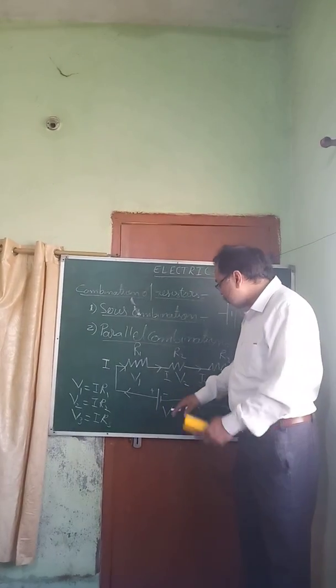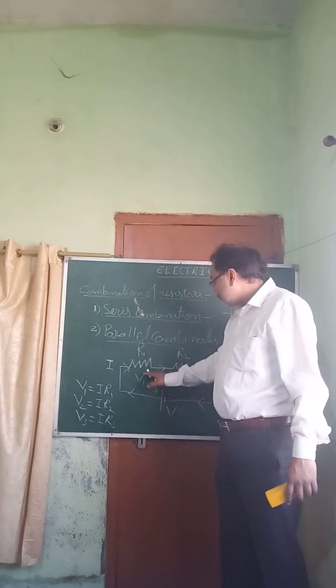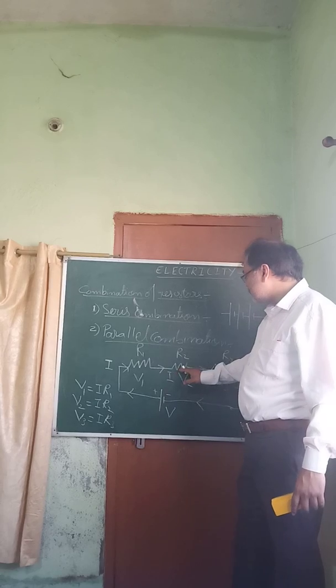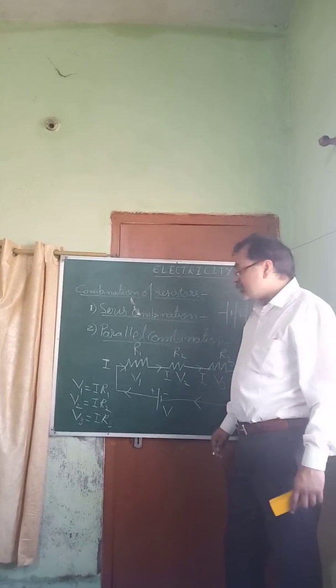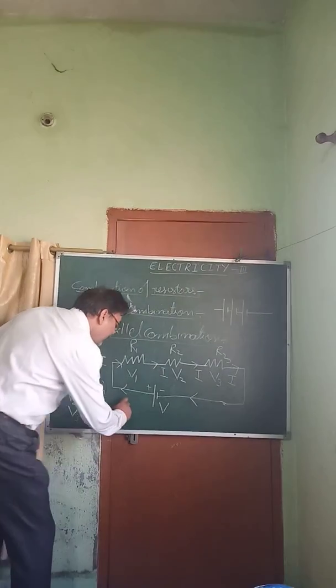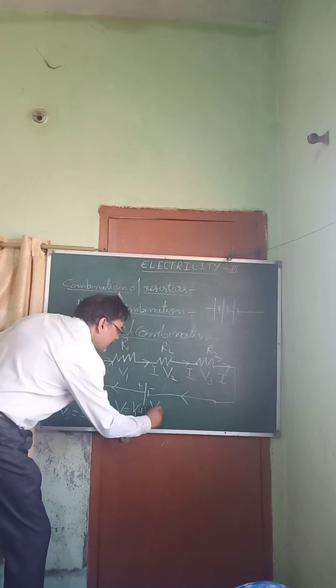One more thing, the total potential difference applied is V, and this is utilizing V1 potential difference, this is utilizing V2, this is utilizing V3. So one more thing we can say, that the total potential difference V is equal to V1 plus V2 plus V3.